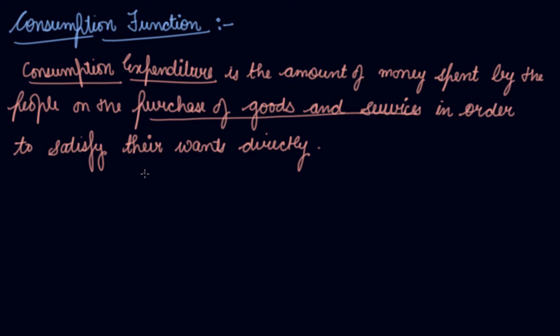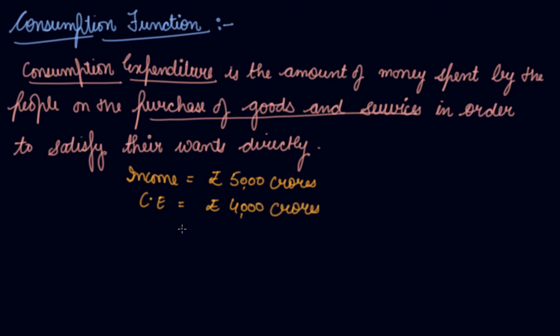See, your consumption expenditure is related to your income. Let's say your total income is, in the macro concept, we'll be taking income of all, 5,000 crores, and the consumption expenditure is rupees 4,000 crores, which means out of 5,000 crores you are spending 4,000 crores, and the remaining is your saving, that is rupees 1,000 crores. So the relationship between consumption and income is called your consumption function.